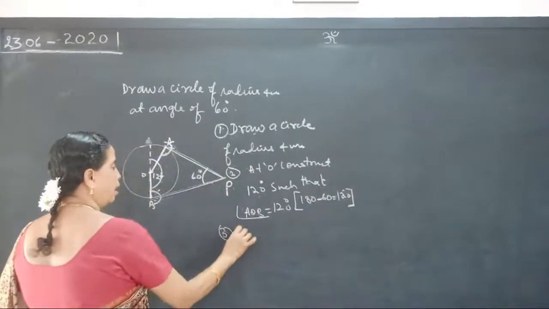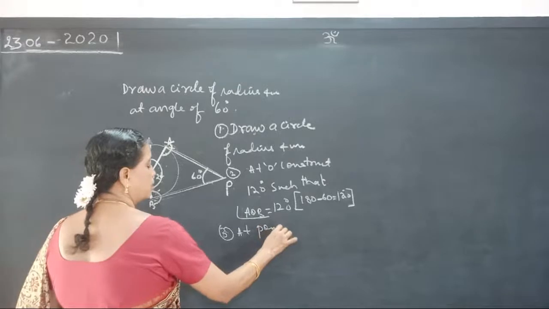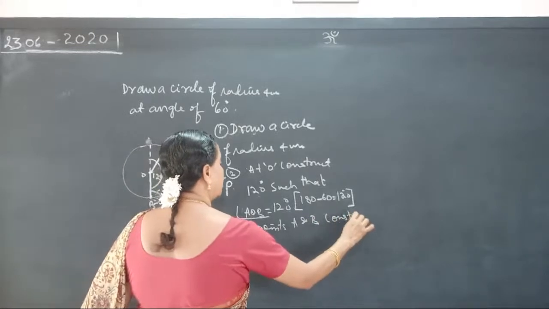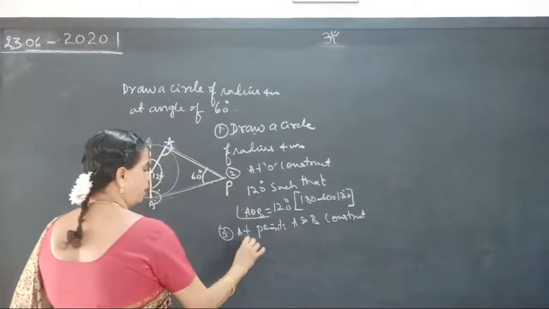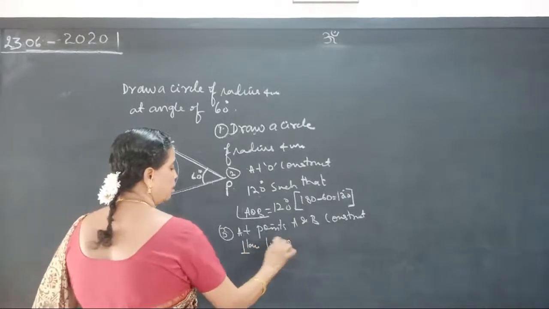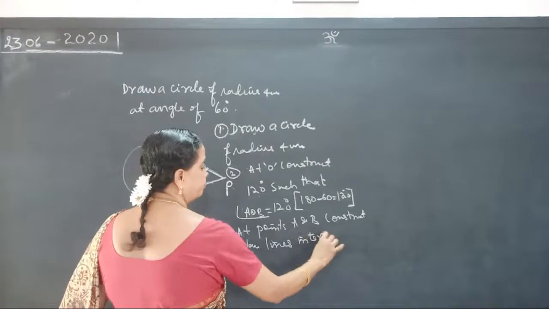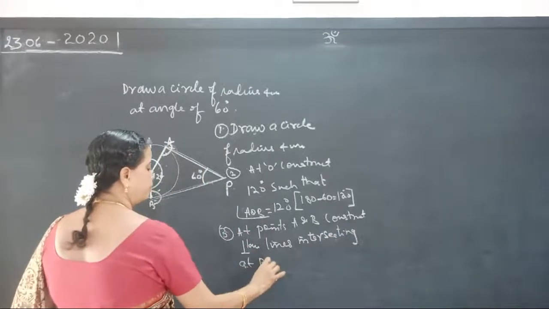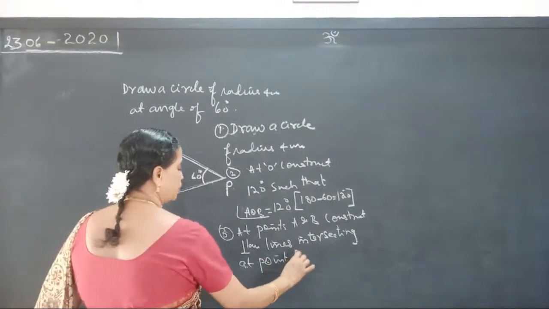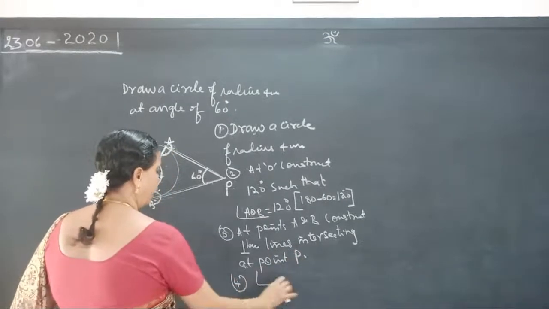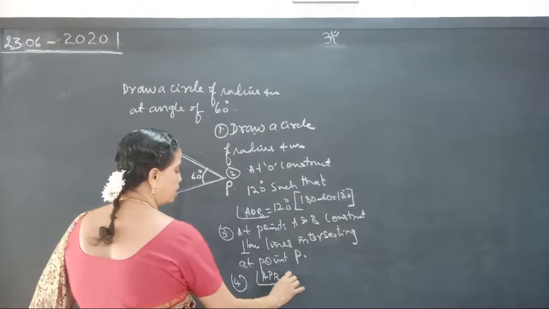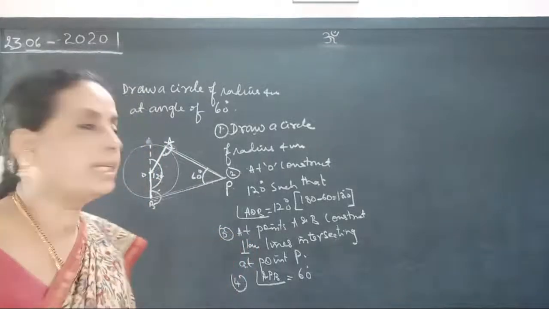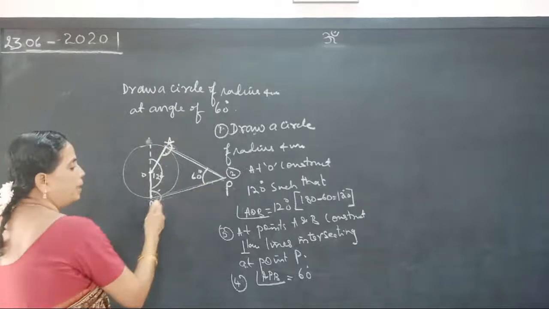Next, at points A and B, construct perpendicular lines intersecting at point P. Now, angle APB equals 60 degrees. That is, the tangents are making 60 degrees. These are the two tangents making 60 degrees.